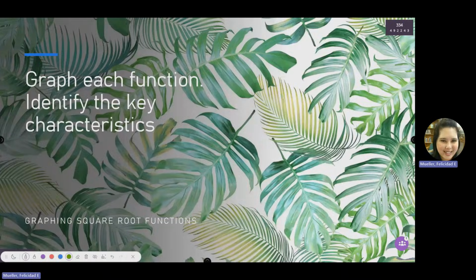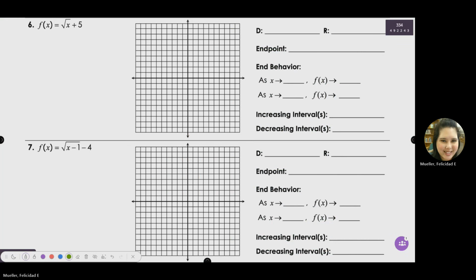Next, we're going to go ahead and graph each function and identify key characteristics. So let's take a look at number 7, and then you guys will go ahead and try the other problems. So on number 7, I have h equals 1, k equals -4. So that tells me (1, -4) is my starting point, ending point, however you'd like to phrase it. Over 1, down 4, 1, 2, 3, 4.